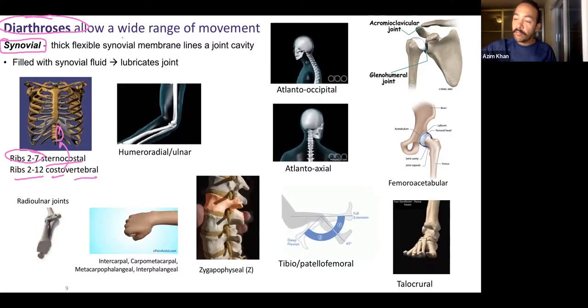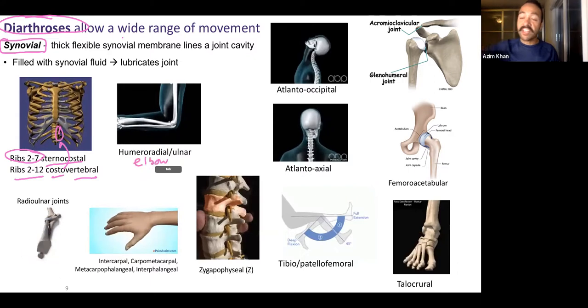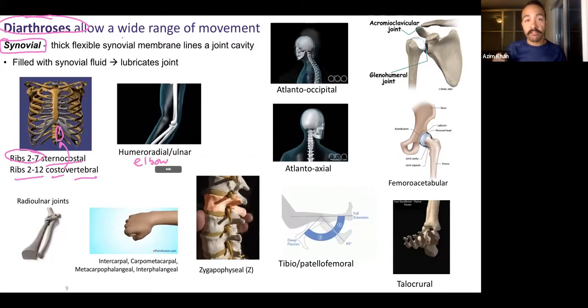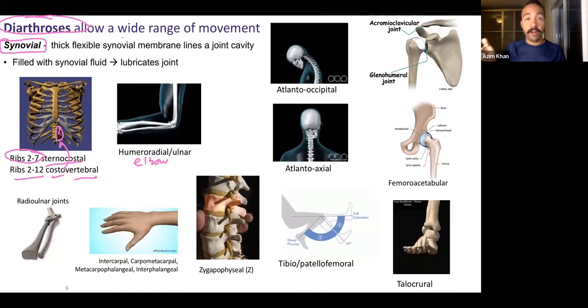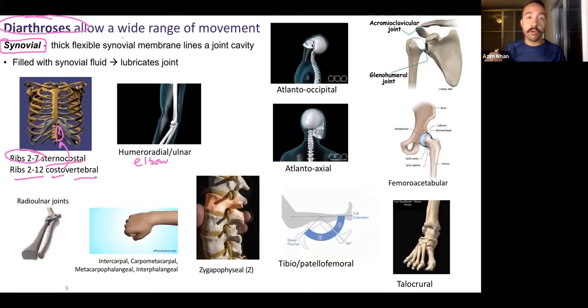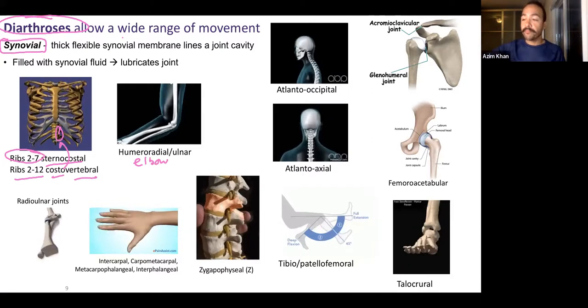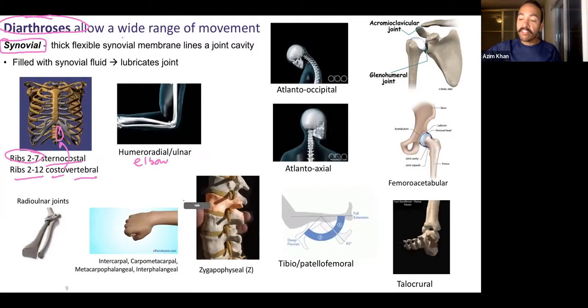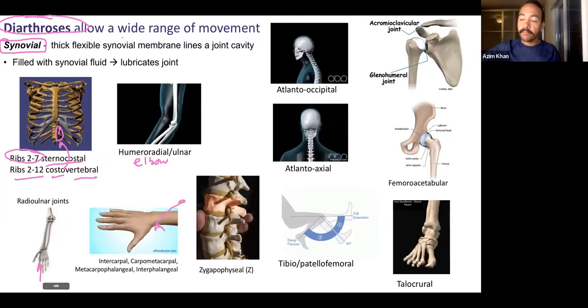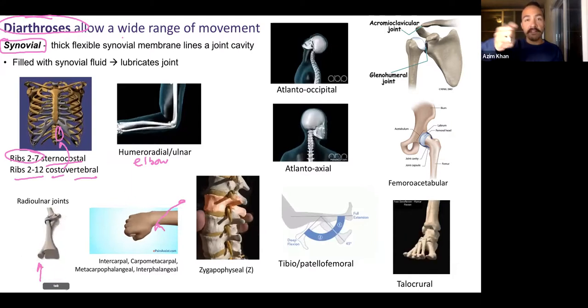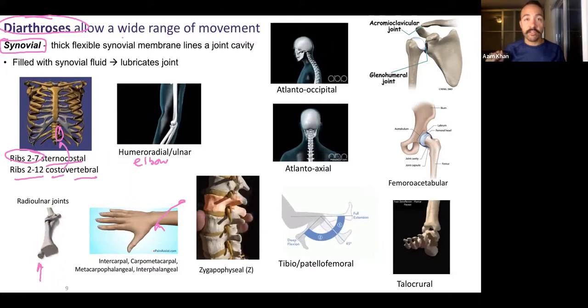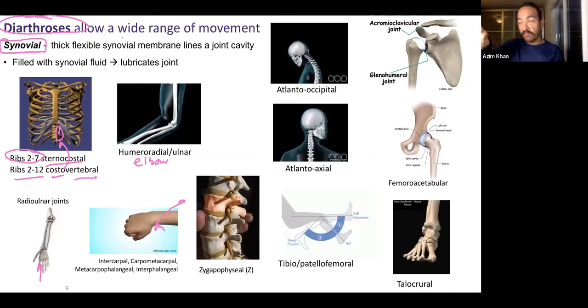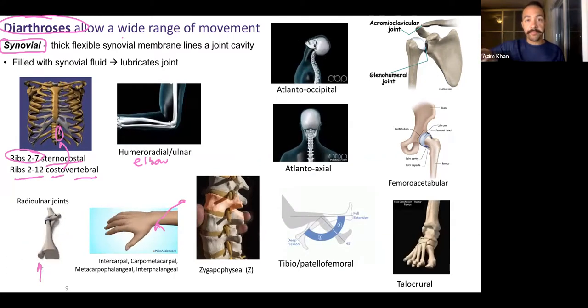Fancy name for your elbow. That's the humeroradioulnar joint. It's the joint between your humerus, your radius, and your ulna. Humeroradioulnar. For pronating and supinating, those are your radioulnar joints, because it's rotating radius over ulna.